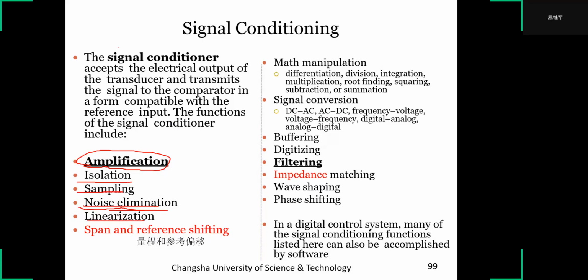Linearization. If the signal is non-linear, it is difficult to process, so we want the signal to be linear. Span and reference shifting. The signal range must be consistent with the instrumentation. Mathematical manipulation.